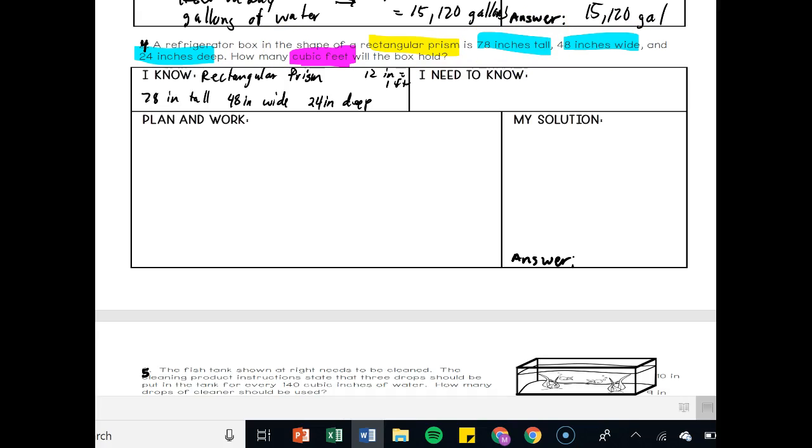So what do we know? It is a rectangular prism. It's 78 inches tall, 48 inches wide, 24 inches deep, and this is important: 12 inches is equal to 1 foot. What do you need to know? You need to find out what is the volume of the refrigerator in feet. All right, very important thing.